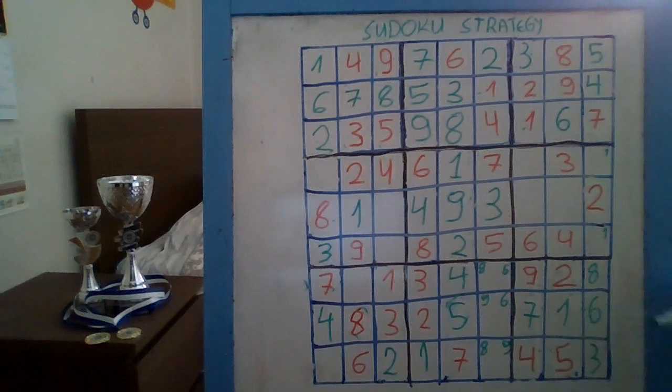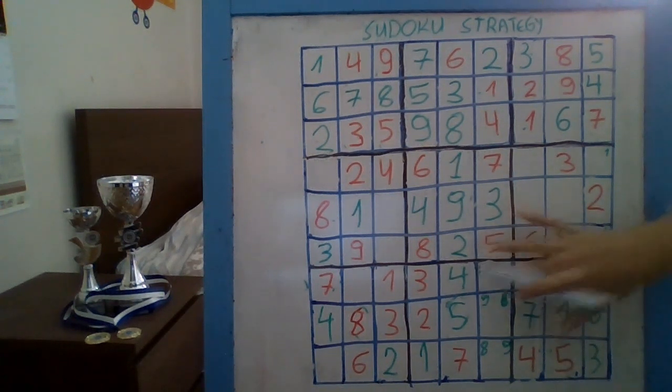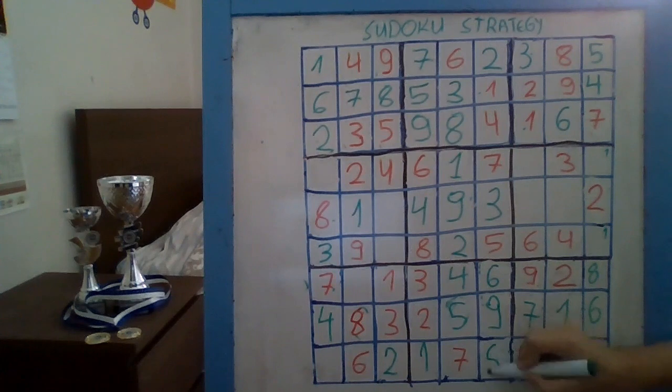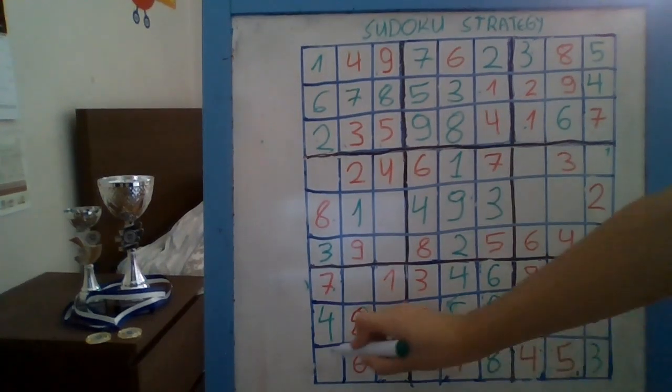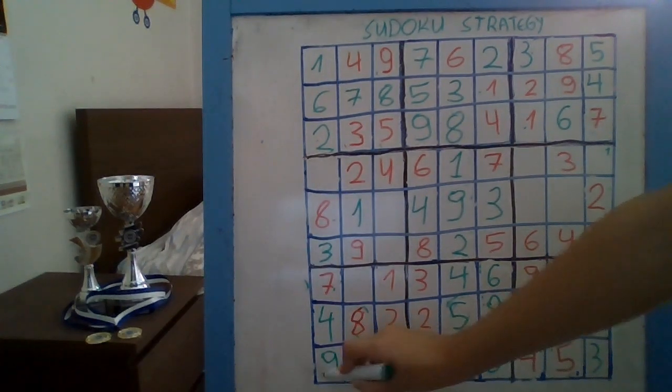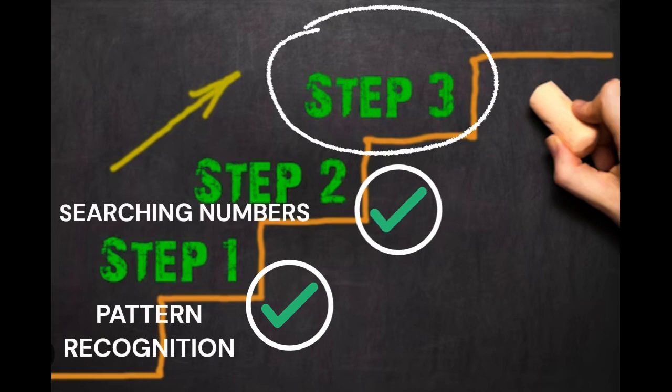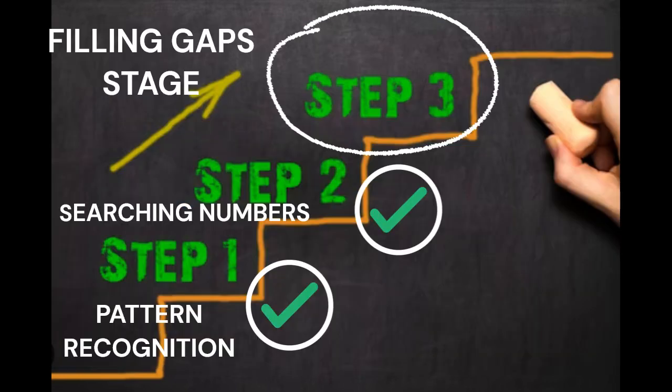After placing 6 and 8, we definitely eliminate them from box 8. 6 can be solely placed here, 9 fits the line and 8 gives the end to the number searching step in box 8. 9 also fits the bottom line. After completing the first 2 steps, we go on to the final step, which is a combination of the 2 previous ones but which also needs observability. It is called the filling gaps stage.